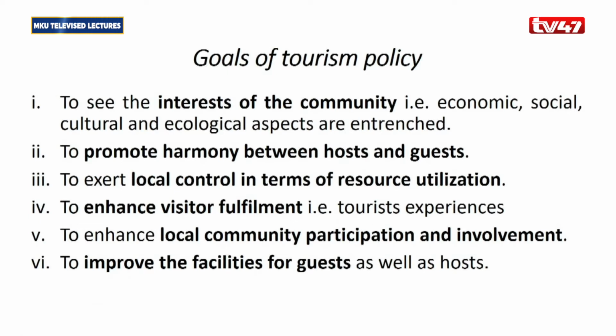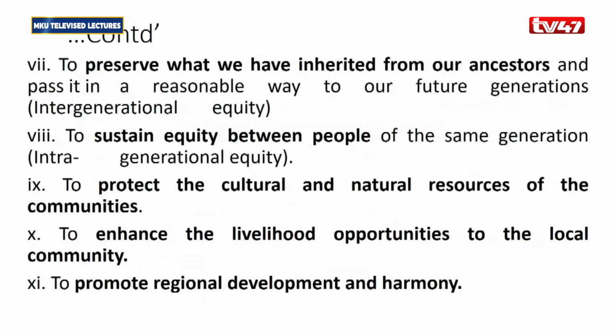Number six, to improve the facilities for guests as well as hosts. And that one I had talked about when I discussed the fulfillment. Number seven, to preserve what we have inherited from our ancestors and pass it on to future generations. So without a policy, it means that most of the resources will be overutilized, and there will be no ripple effect to the future generation. So every time we are formulating tourism policy, we must have it in mind that we want the future generation also to benefit from what we are doing.